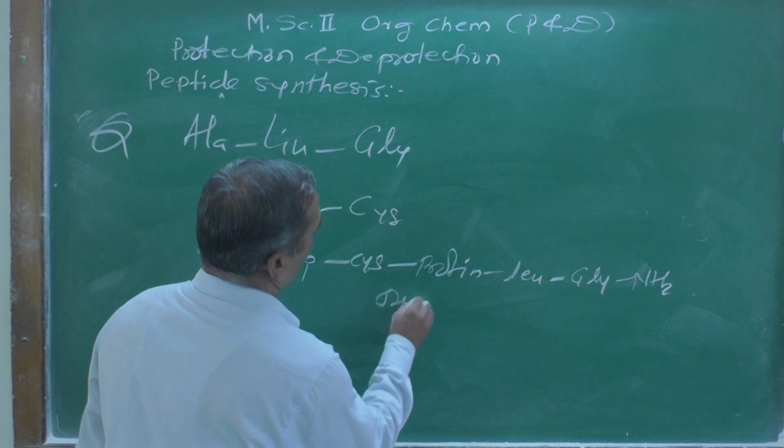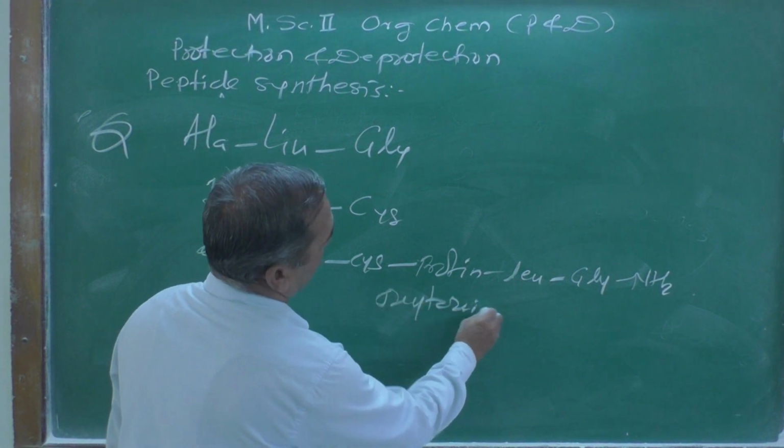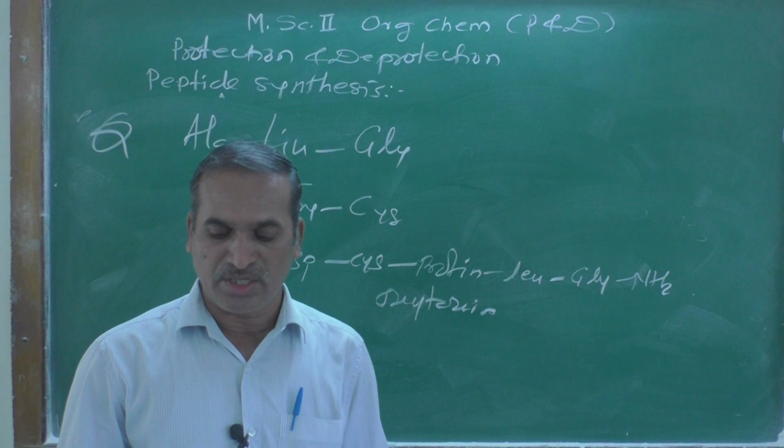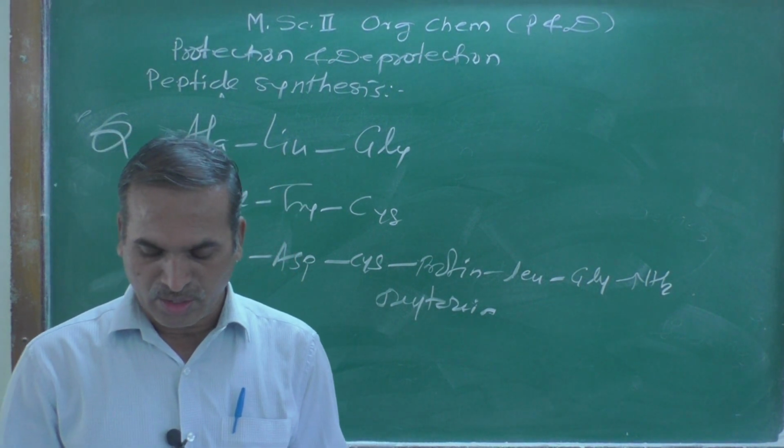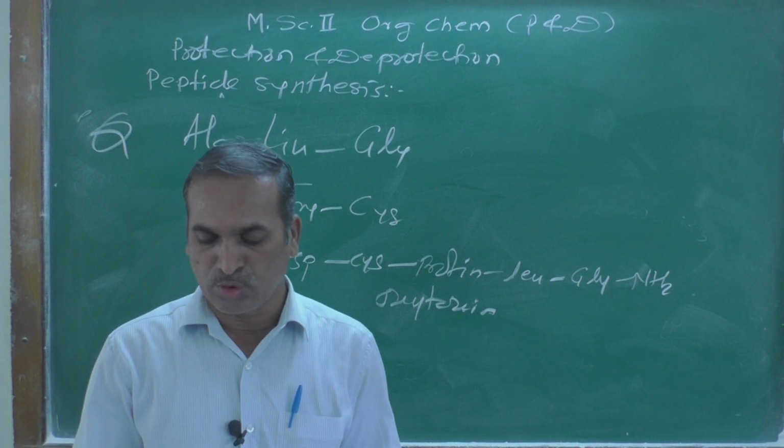This one is oxytocin, and it is a hormone created by the pituitary, causing contraction of the uterus.